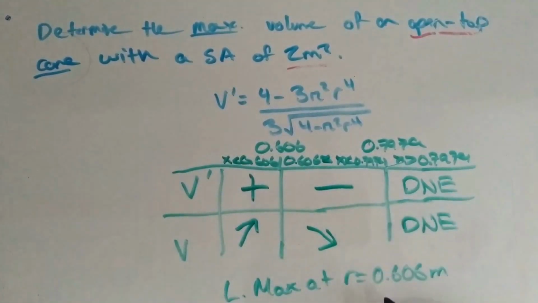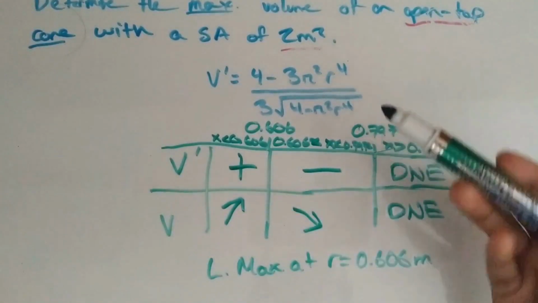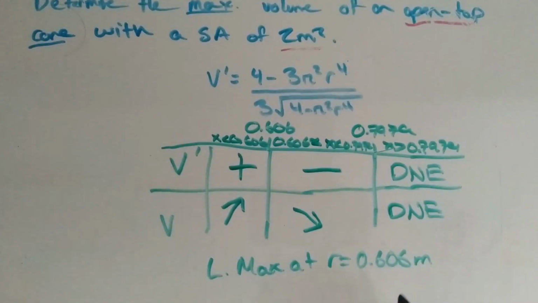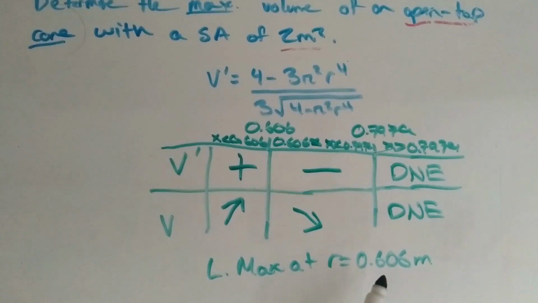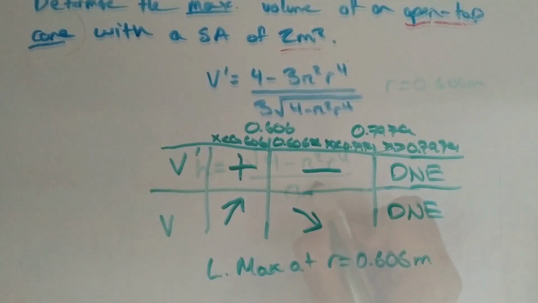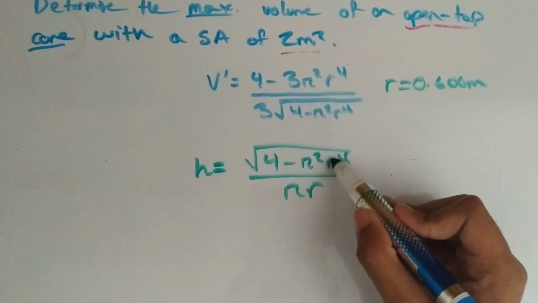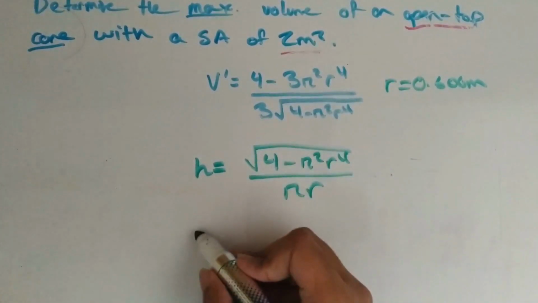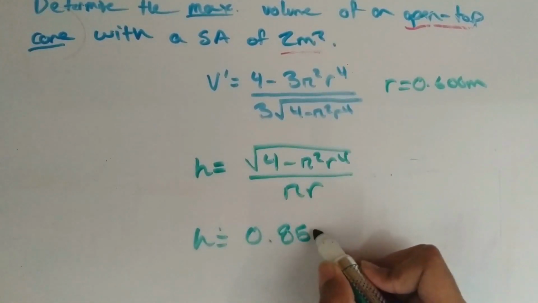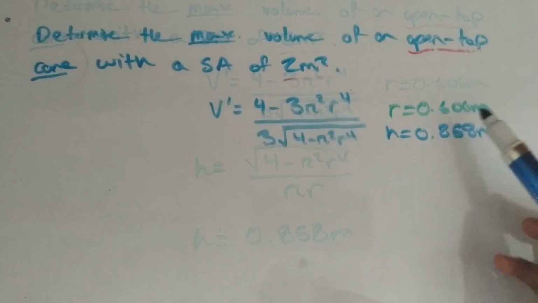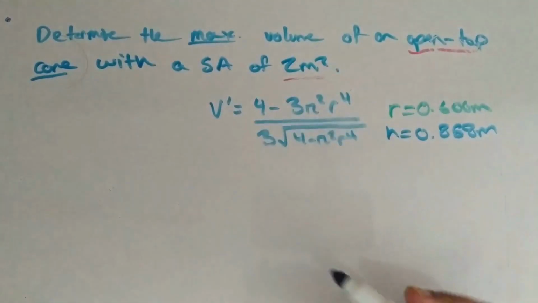So from here on, it becomes time to find out what the actual volume is. So we found the radius that creates it. Now we're going to plug 0.606 into our h formula that we have from before. So plugging in 0.606 for r here and r here, we'll end up with an h value of around 0.858 meters.